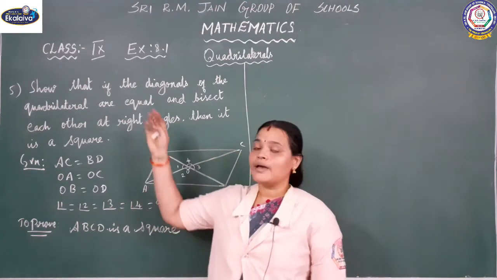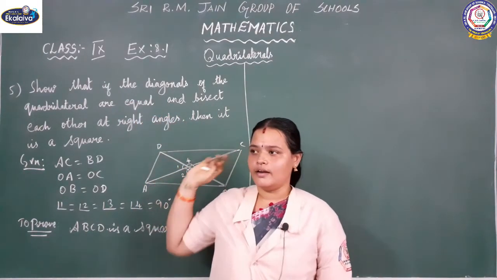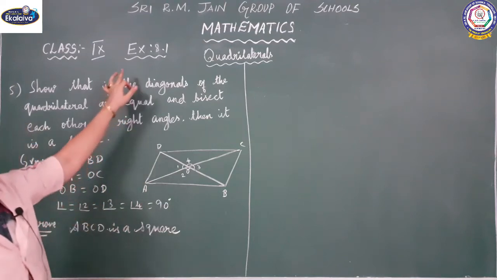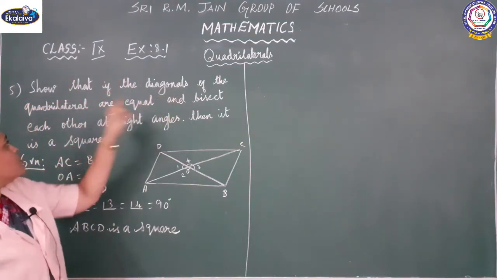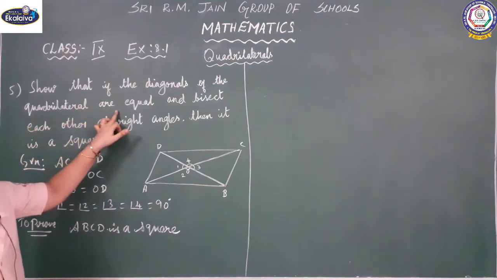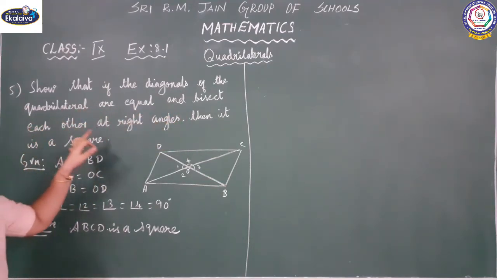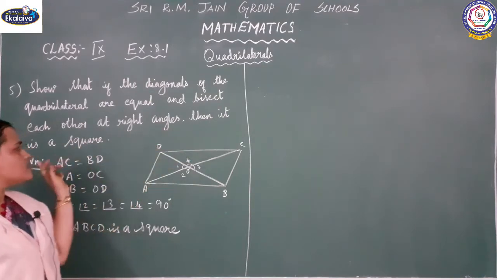Today we are going to see mathematics class 9 quadrilaterals exercise 8.1. In that fifth question, show that if the diagonals of the quadrilateral are equal and bisect each other at right angles, then it is a square.